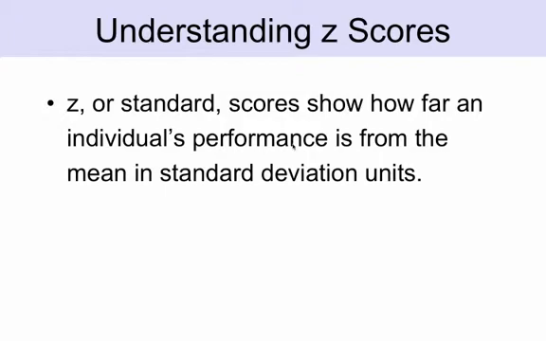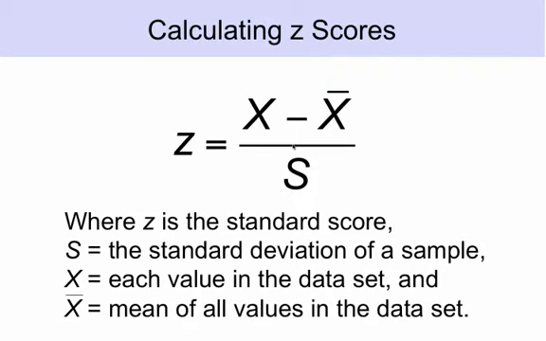Now, converting a raw score to a z-score is similar, except that two statistics are involved in the conversion: the mean and the standard deviation. So let's take a look at the formula. Just as I described, a z-score is equal to the deviation score, which is again the raw score minus the mean, and we're going to divide all that by the standard deviation.